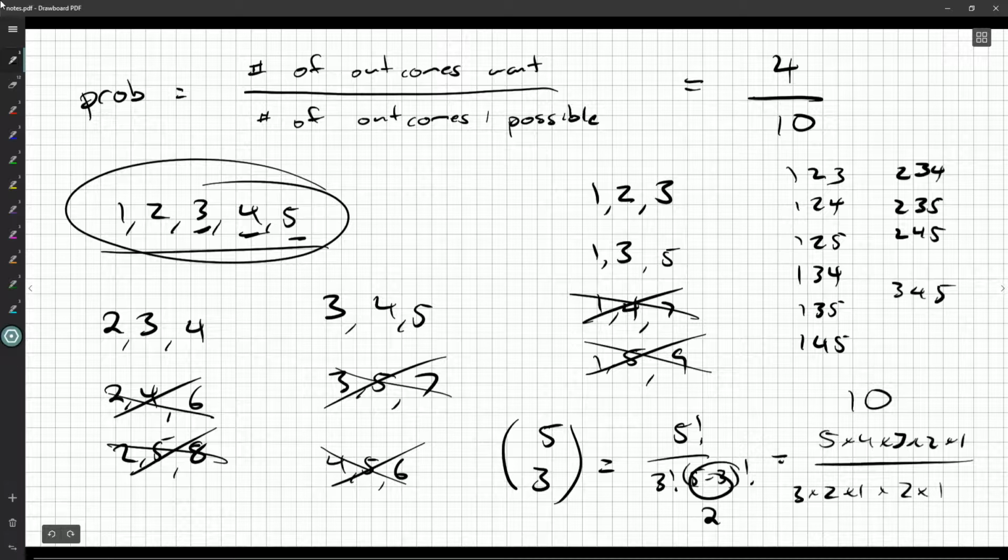Well, that's 2 times 1. And we can just start canceling out. So it'll be 20 over 2, which again is 10. And that's sort of another way.